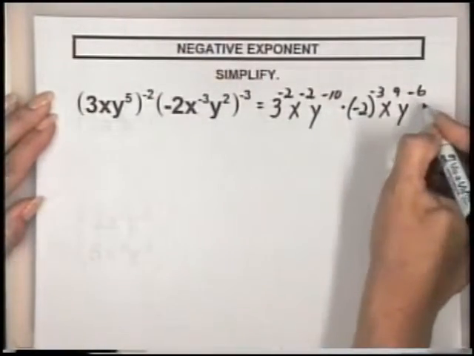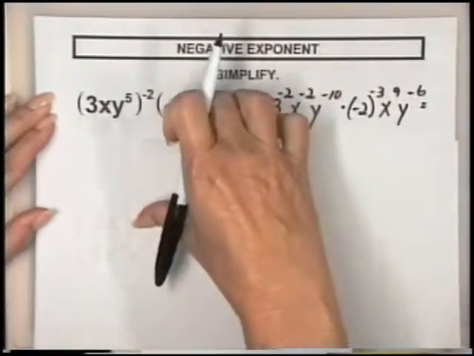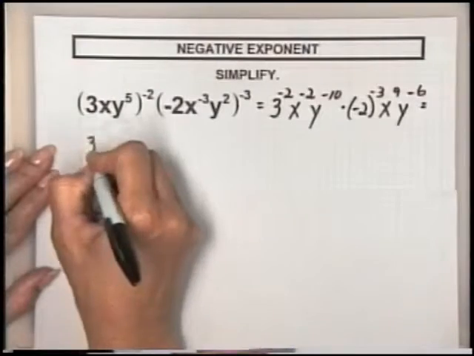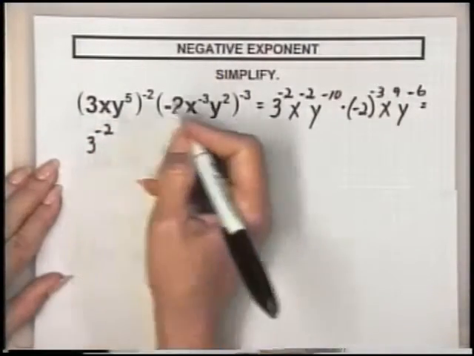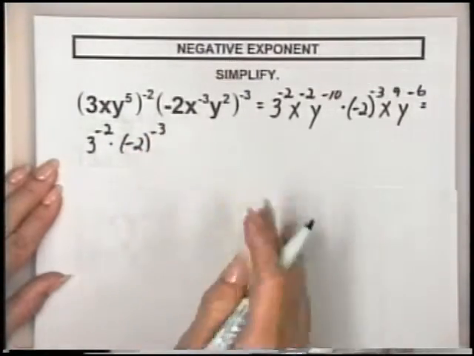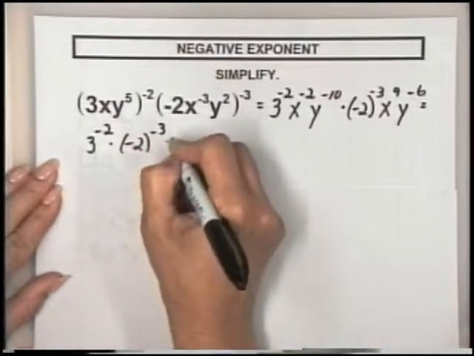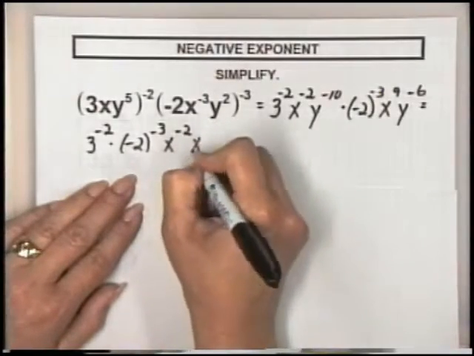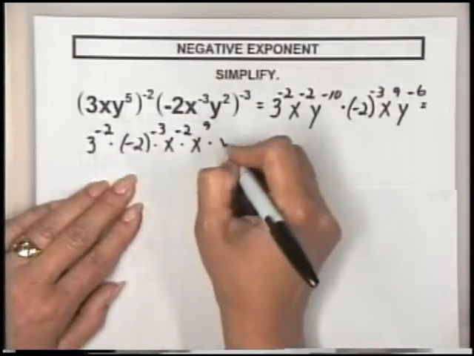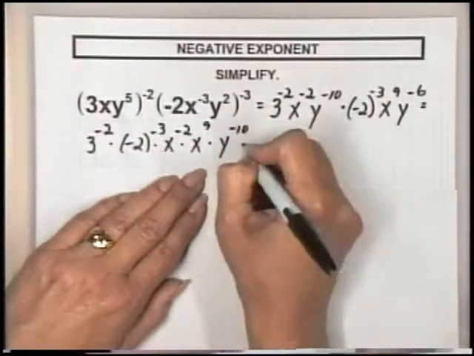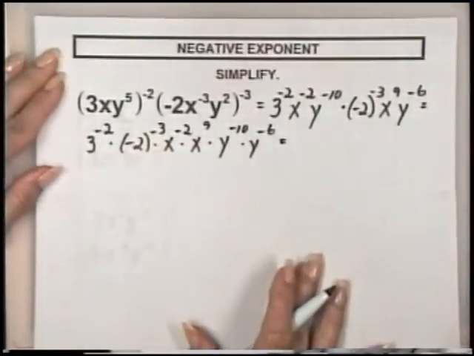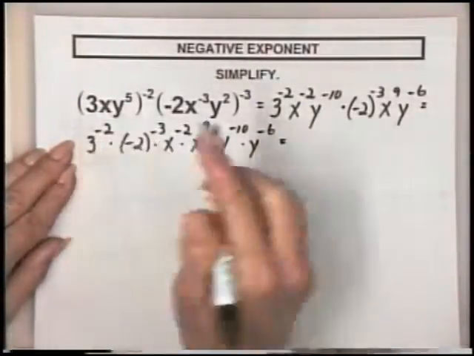Now, here's what I'm going to do next. I'm going to rewrite this. I'm going to write my numbers raised to powers first, because those will end up being my coefficients. I'll have 3 to the negative 2nd times negative 2 to the negative 3rd power. Then let's write my x to the negative 2nd times x to the 9th times y to the negative 10th times y to the negative 6th.